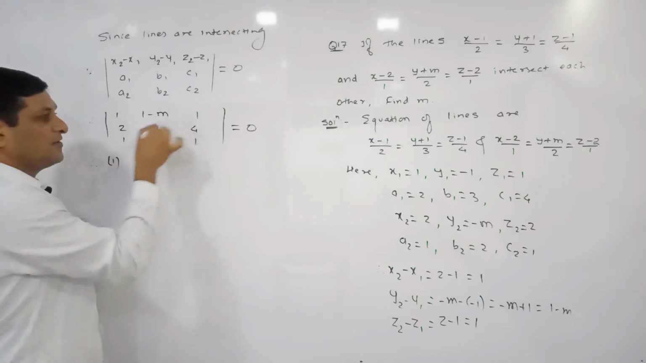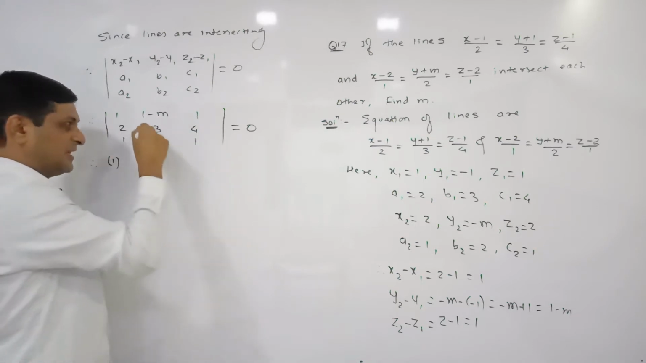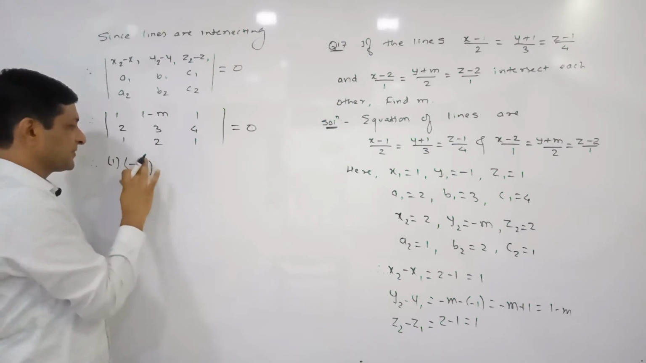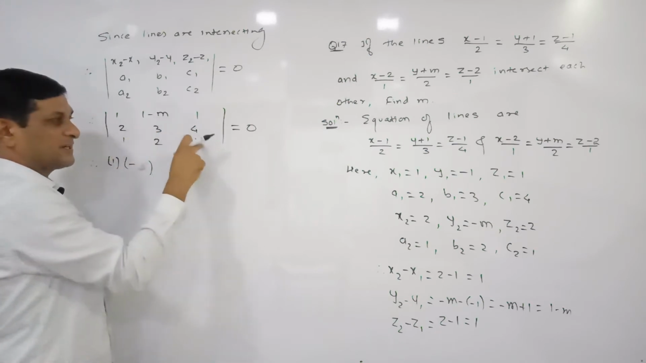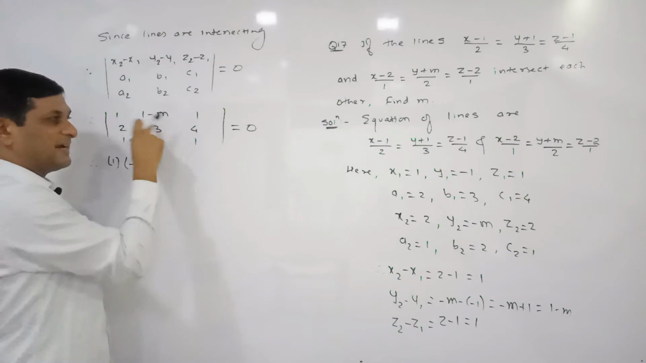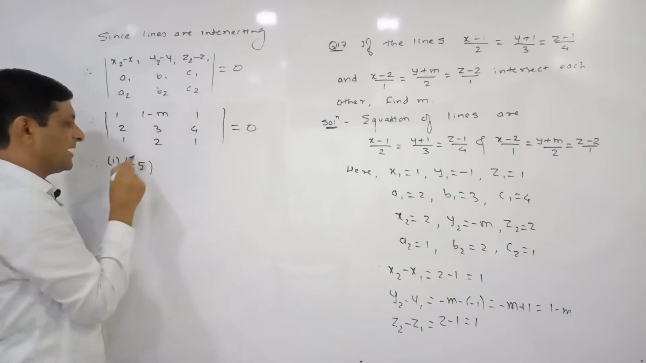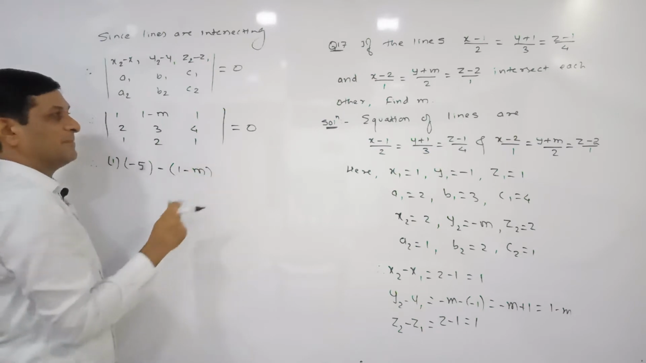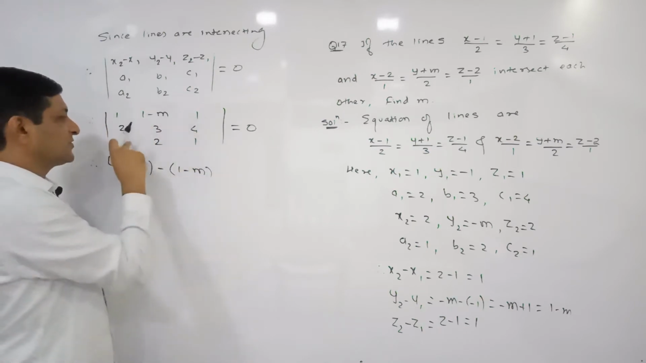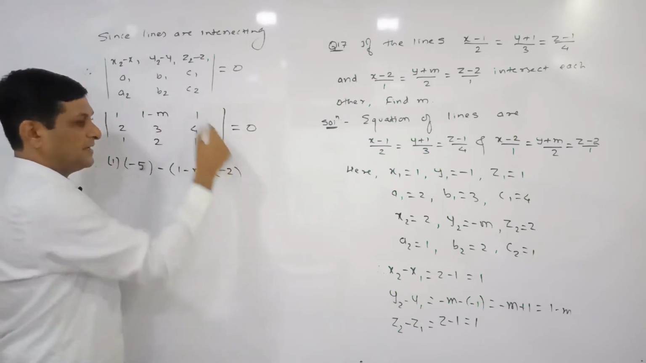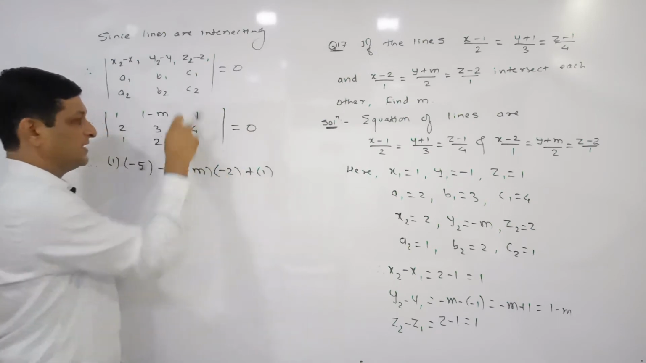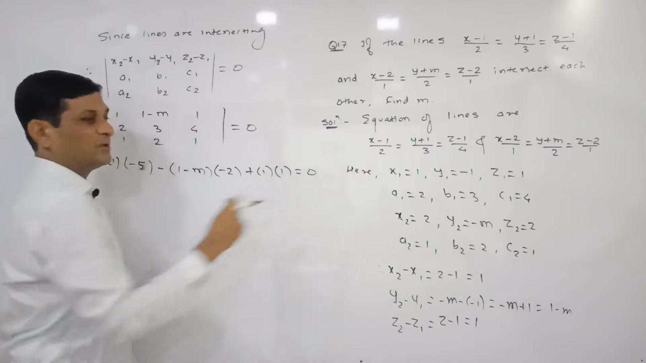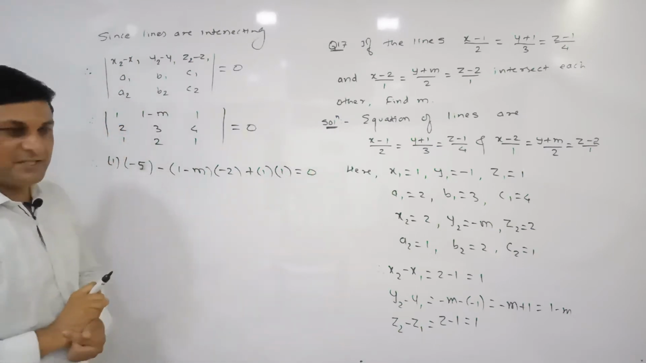Now delete this column and find the determinant of these 4 elements. 3 minus 8 is equal to minus 5. Then here take minus of 1 minus m. Delete this column, 2 minus 4 is equal to minus 2. Lastly, plus 1 into, delete this column, 4 minus 3 is equal to 1. On this side 0, keep it as it is. We are just simplifying this determinant.